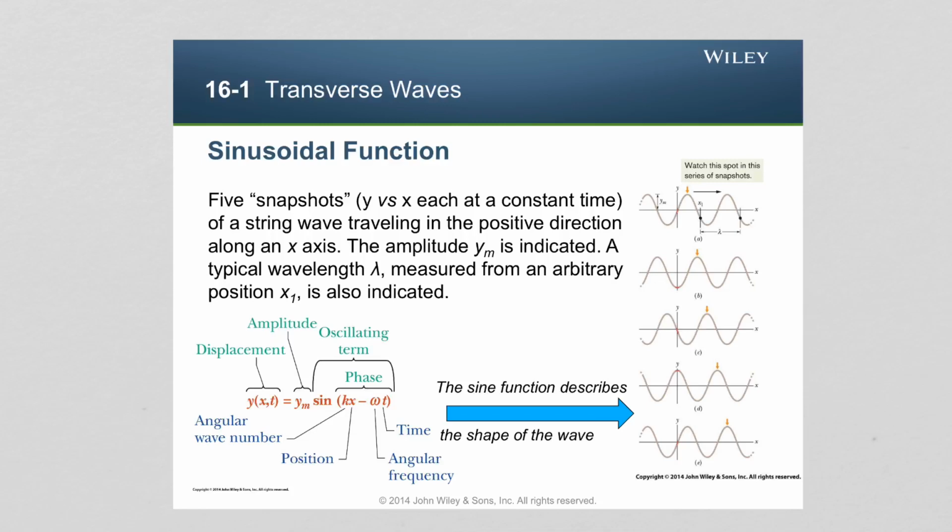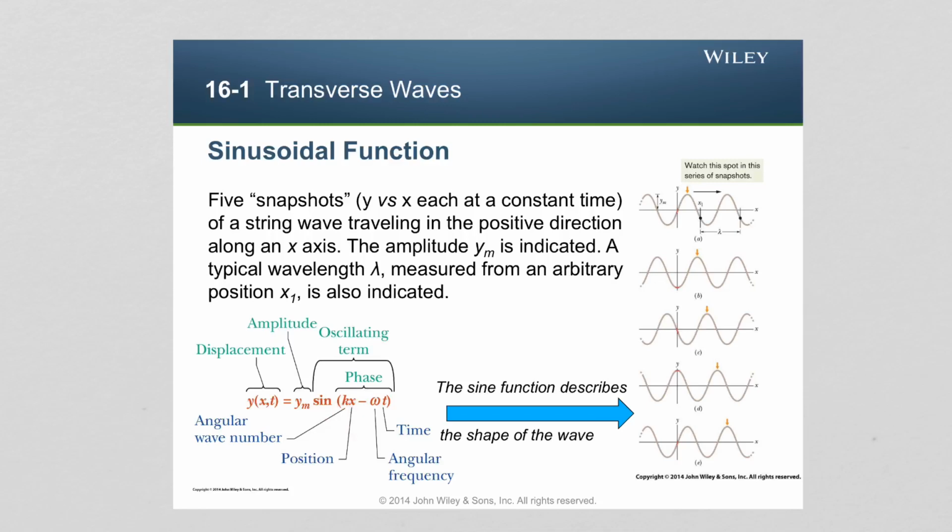So now notice that the waveform depends both on position and time. So y is a function of x and t, equal to y_m sine of (kx minus omega t). So y_m is the amplitude of the wave, and then sine of (kx minus omega t) is the oscillating term, where kx minus omega t is the phase of the wave.